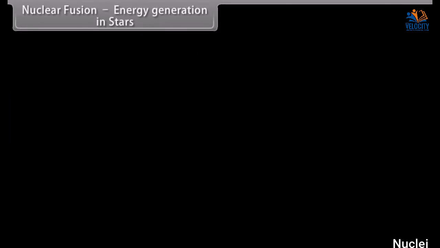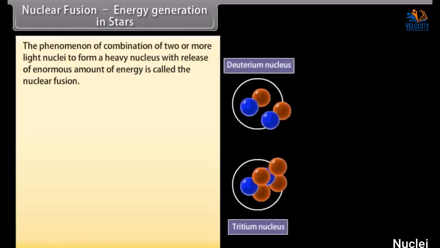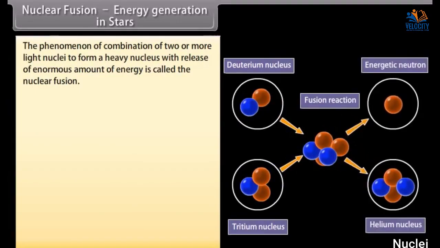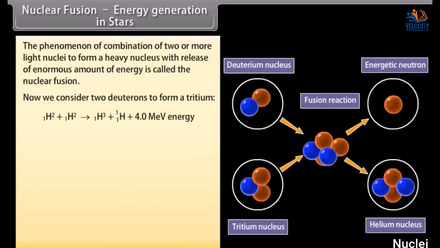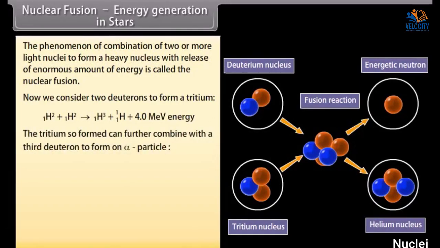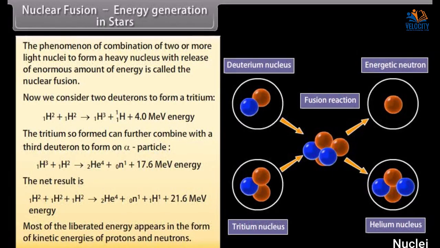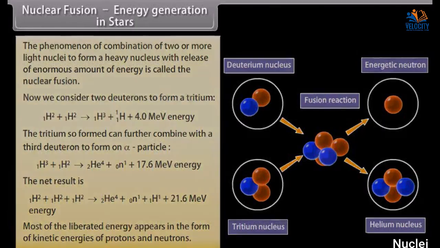Nuclear fusion, energy generation in stars. The phenomenon of combination of two or more light nuclei to form a heavy nucleus with release of enormous amount of energy is called nuclear fusion. Now we consider two deuterons to form a tritium. The tritium so formed can further combine with a third deuteron to form an alpha particle. The net result is that most of the liberated energy appears in the form of kinetic energies of protons and neutrons.